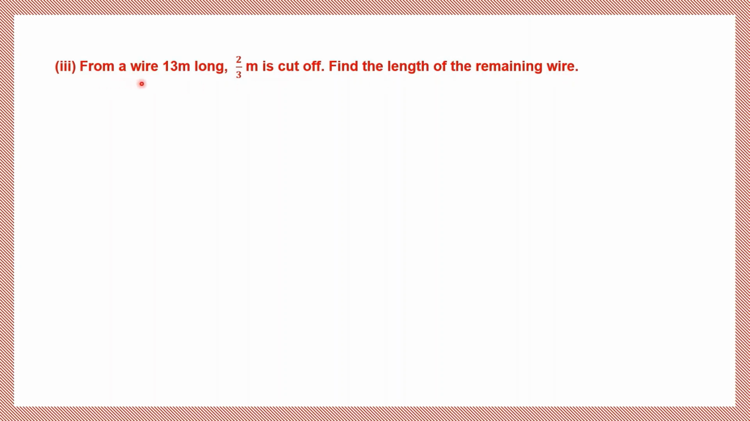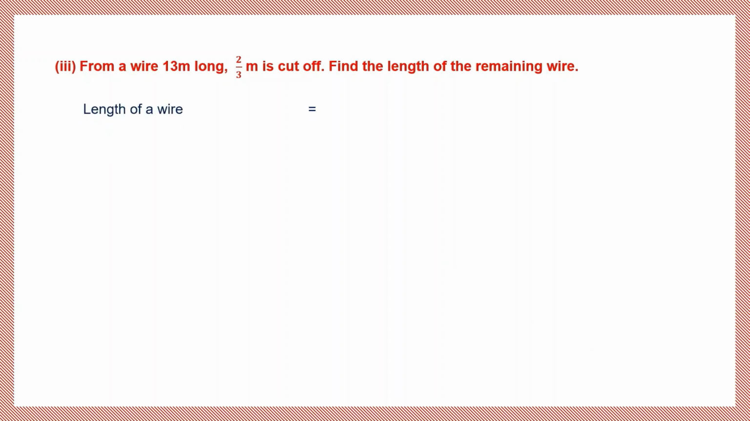So we're going to first understand what sum this is. Now we have a wire that is 13 meters long. From that, a small piece is cut off. So the length of the remaining wire will be smaller, isn't it? So this is a subtraction word problem. So let's work that out.